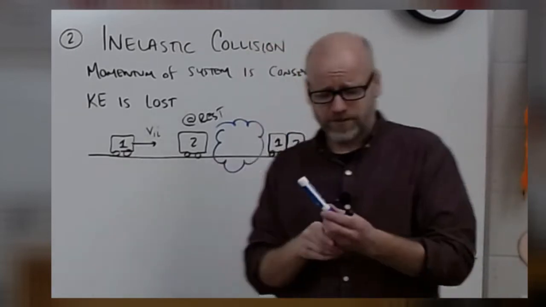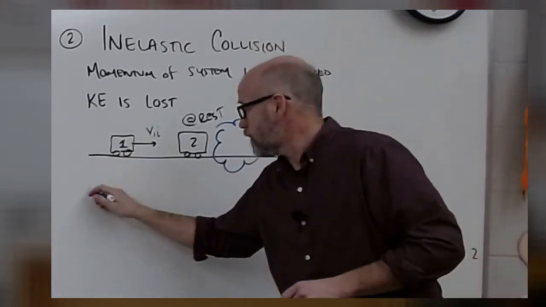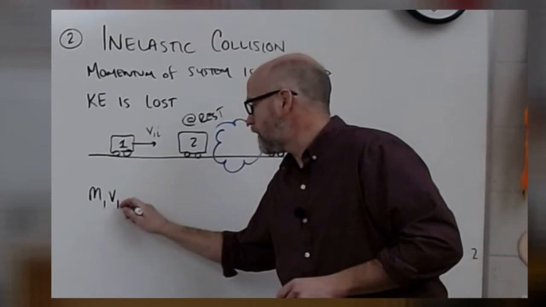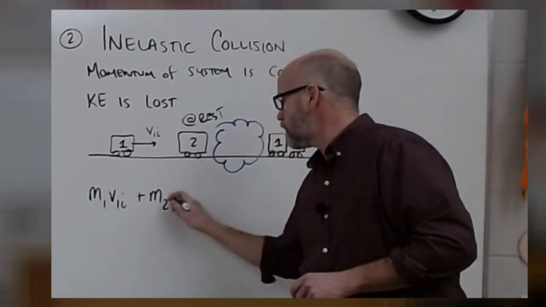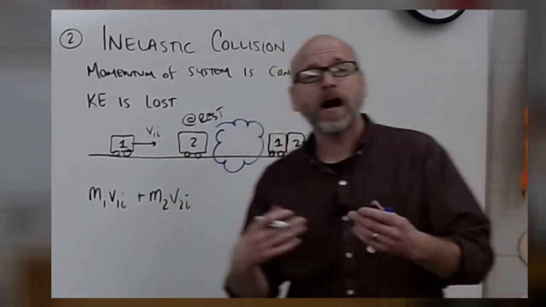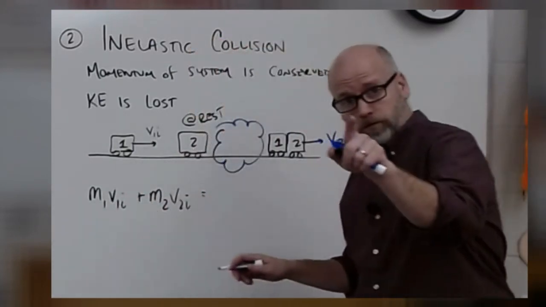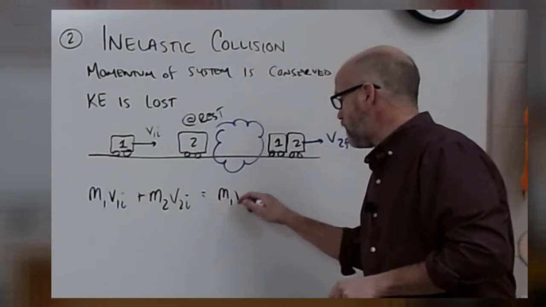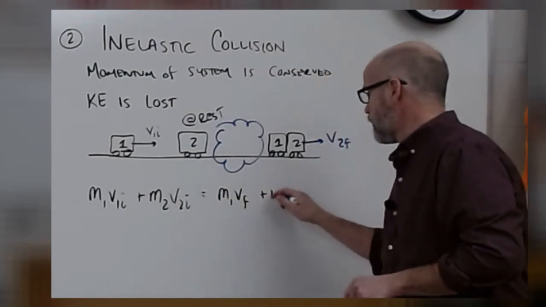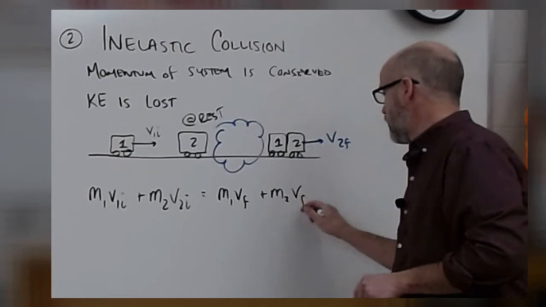Let's come back to that in just a second. When I do the math out, let's look. I've got M1 V1 initial plus M2 V2 initial. I know cart 2 is at rest in this case, but it won't always be. Equals, ready? M1 V final plus M2 V final.